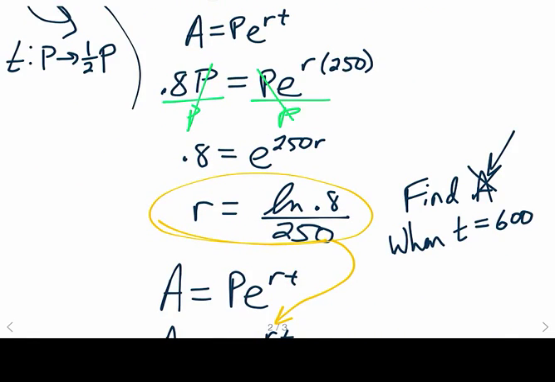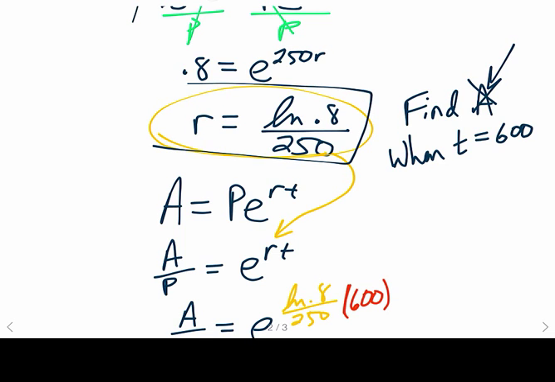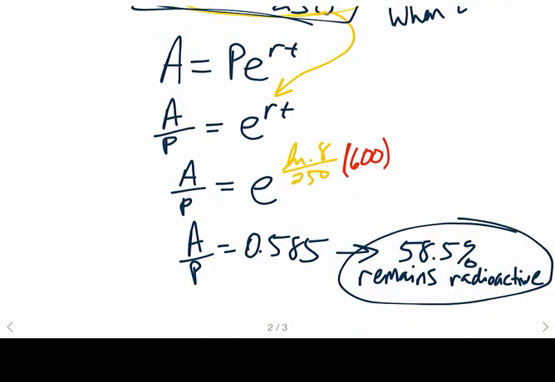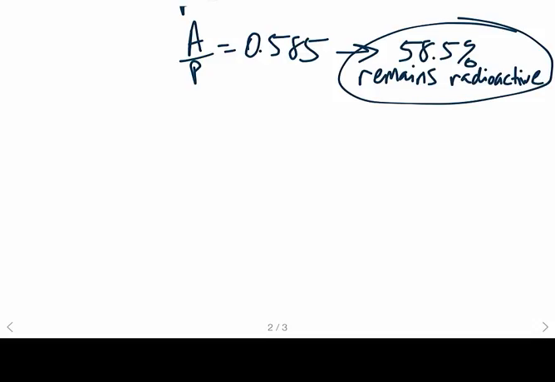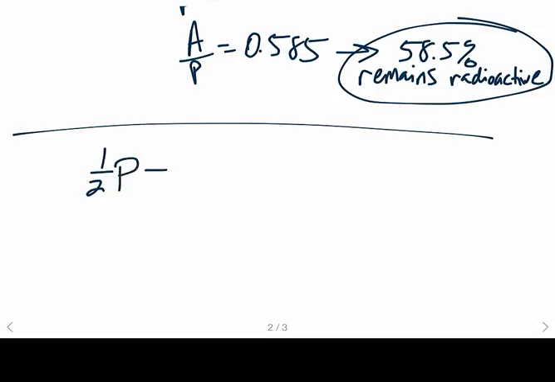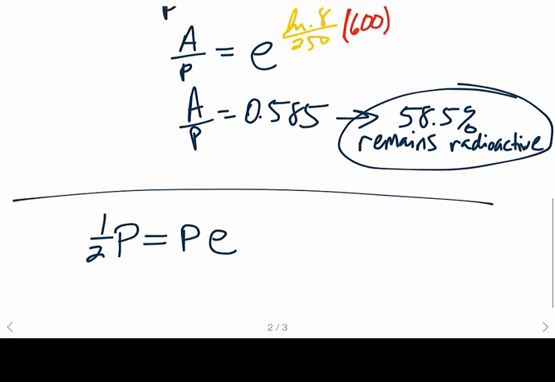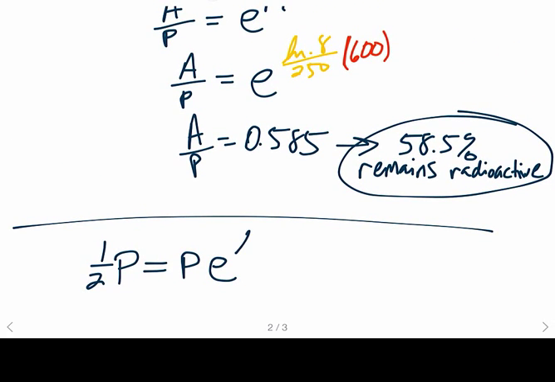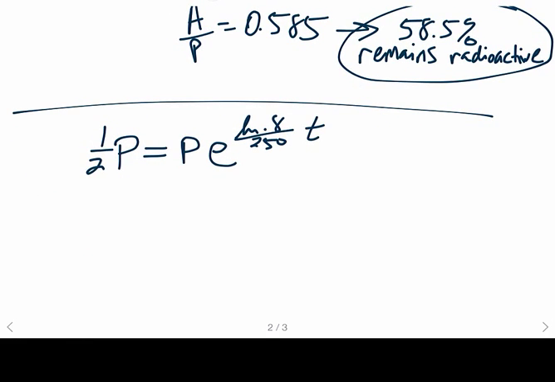So we have this r that we're going to end up using. So what we now have is 1/2 of P, that's how much you have when you have half left, is equal to Pe to the r, which is the natural log of 0.8 divided by 250 times t, and we're trying to find out what t is. I feel like a one-trick pony here.